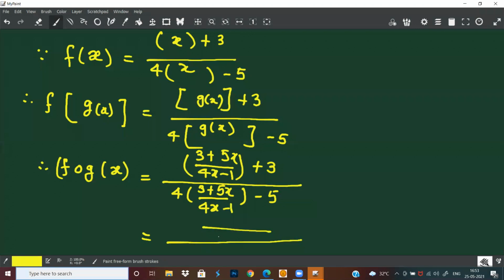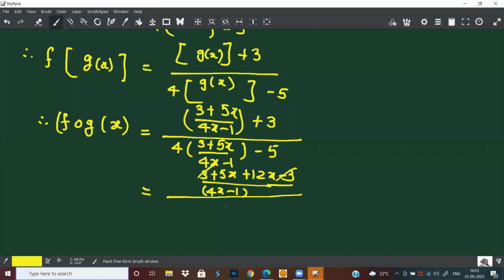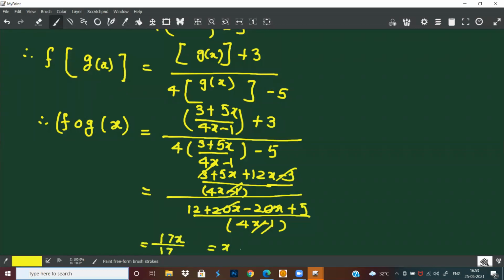4x minus 1 came, so it is 3 plus 5x plus 12x minus 3, 12 plus 20x minus 20x plus 5. And this also is gone. Hence proof. Got the hang of how to do it, composite function?